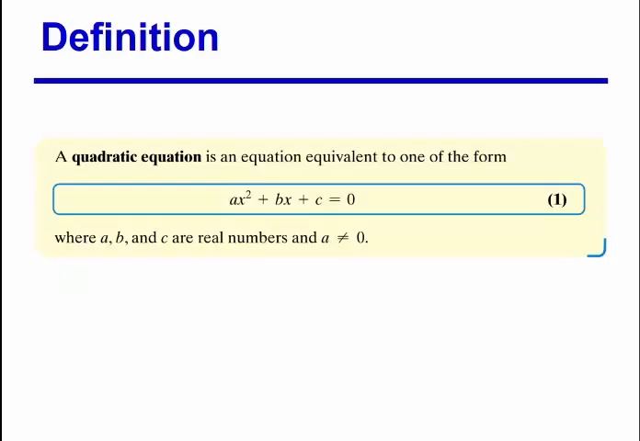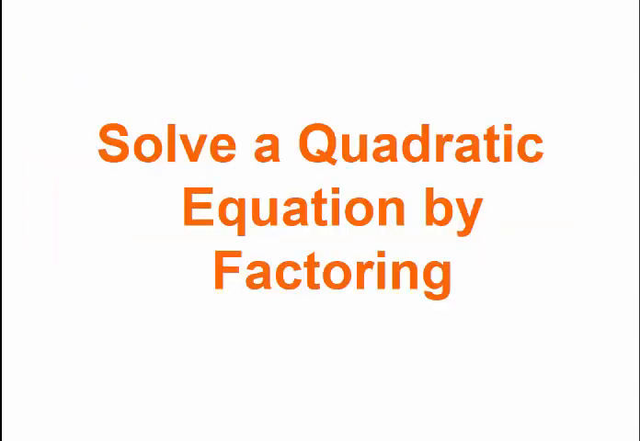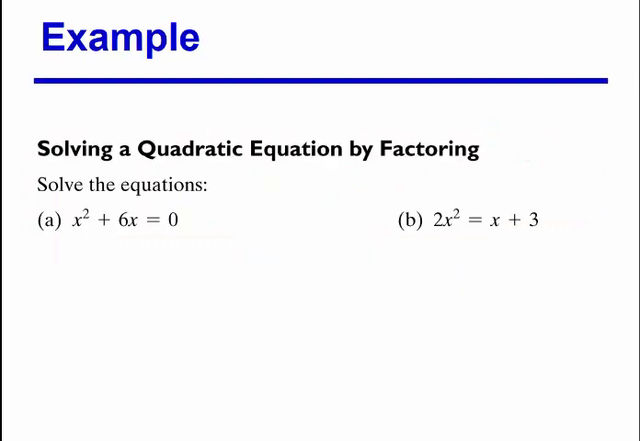So the first definition: a quadratic equation is an equation equivalent to one of the form ax squared plus bx plus c is equal to 0, where a, b, and c are real numbers and a does not equal 0. If a was equal to 0, it would just be a linear equation. And so we're going to solve a quadratic equation by factoring.